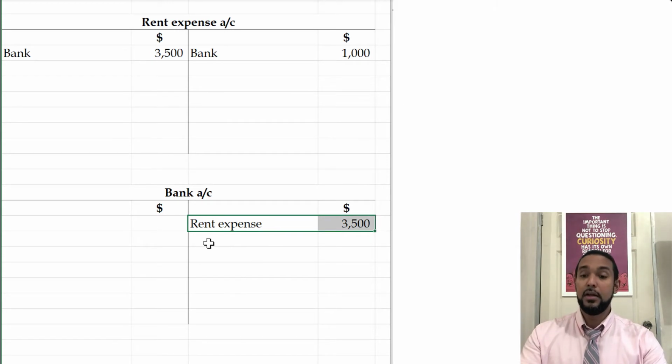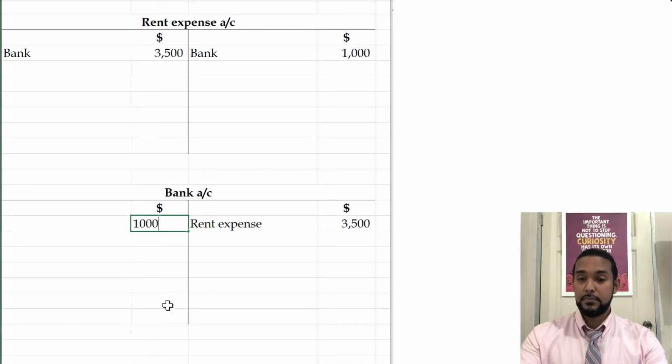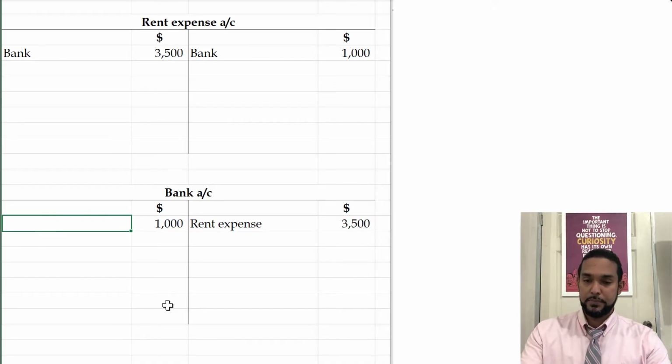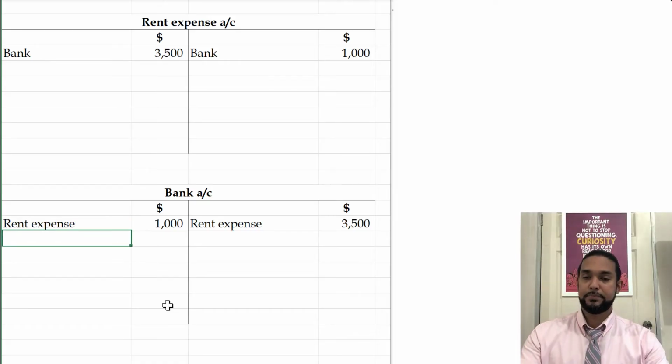How do we fix that? We have to go on the debit side and put the amount by which it was overstated so that it would kind of counterbalance or act as a decrease for the 3,500. And that will say rent expense.